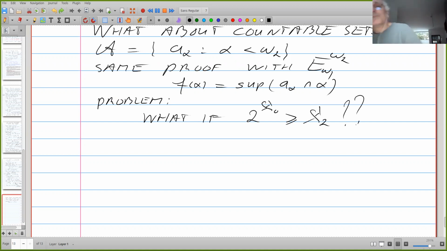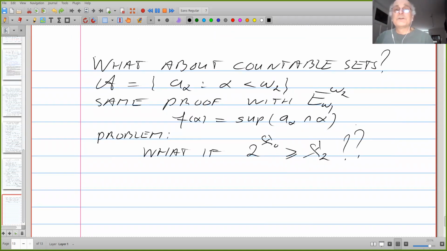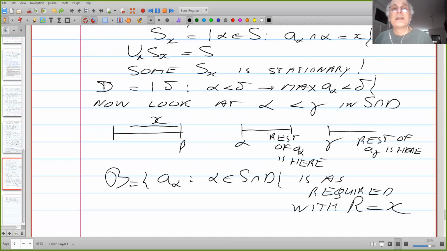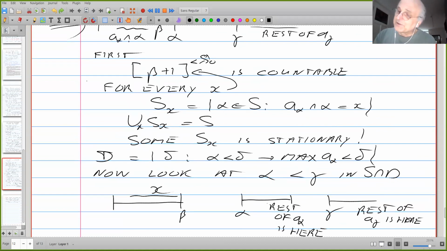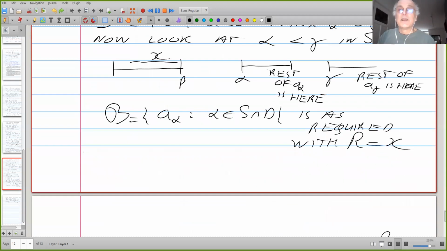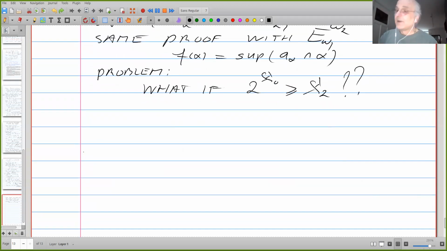We have a problem if 2 to the aleph 0 is bigger than aleph 2, because then we cannot use this trick here saying, okay, look at all the countable subsets of beta. There is 2 to the aleph 0 of them, aleph 1 to the aleph 0 of them, possibly. Oh, but that is less than aleph 2. Oh, no, it's not, because the continuum hypothesis need not be true. But, and here is the good news, the proof goes through.